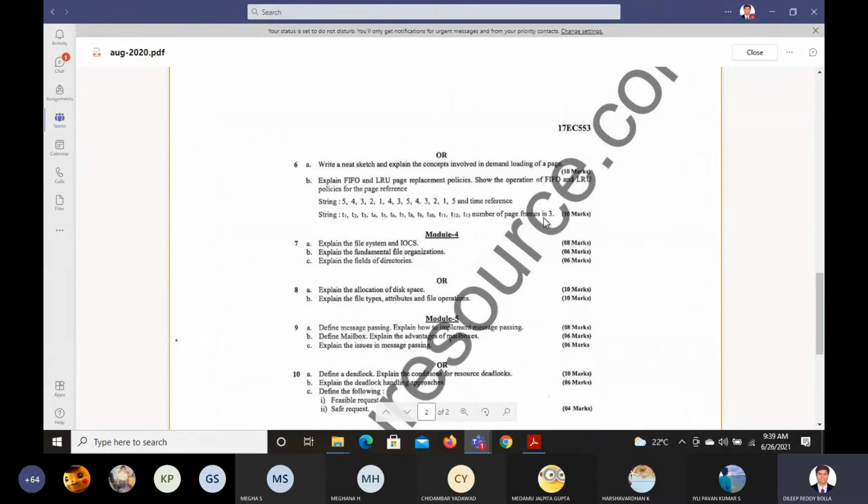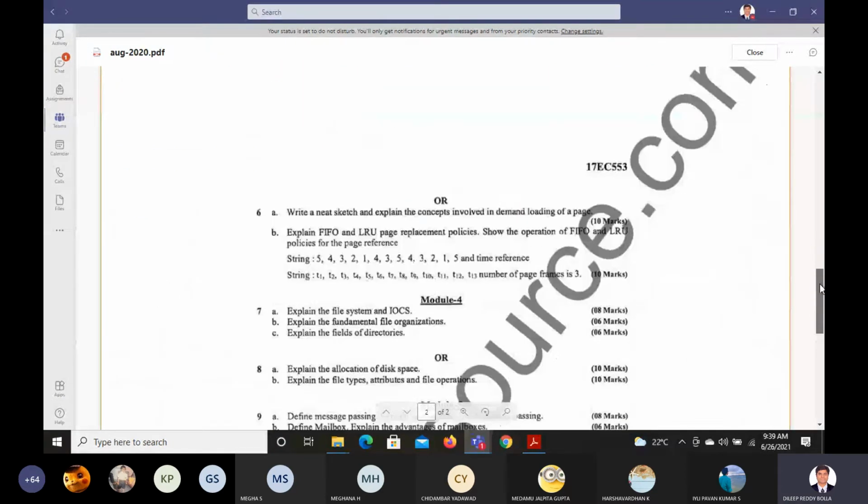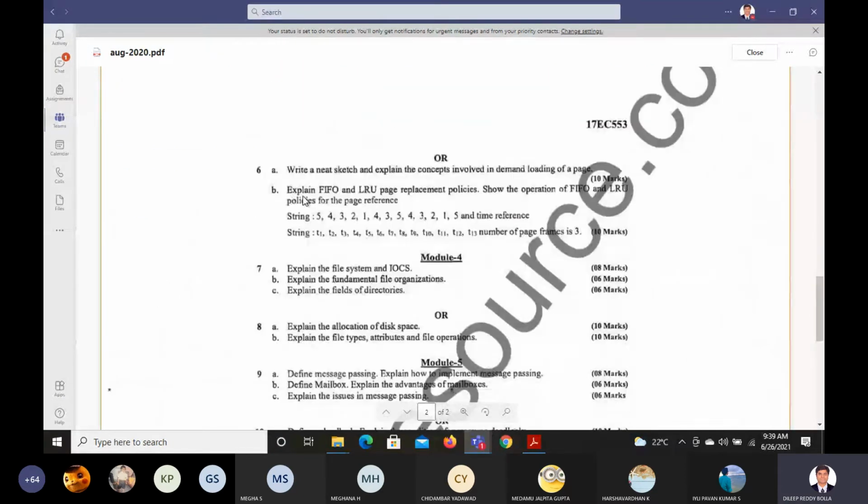Page frame is 3, they have given. See this one. Let me zoom in further, still more. Okay, you can see this question: explain FIFO and LRU page replacement policies. They are given for 5 marks each: FIFO 5 marks, LRU 5 marks.